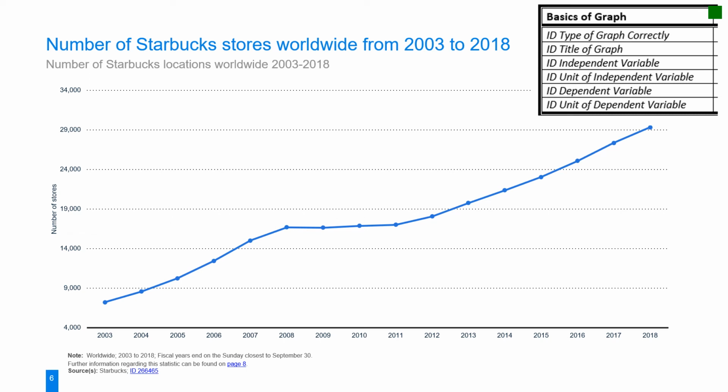Can you take a look at all the basics of the graph? Can you identify what type of graph it is? Do you notice the title of the graph? Can you identify the independent variable and its unit? And can you take a look at the dependent variable as well as its unit?